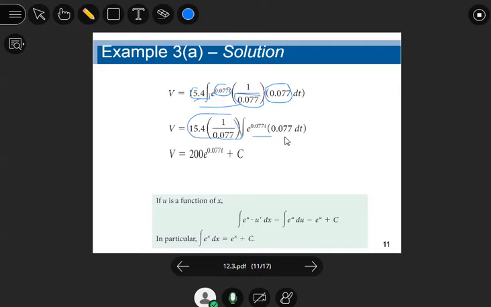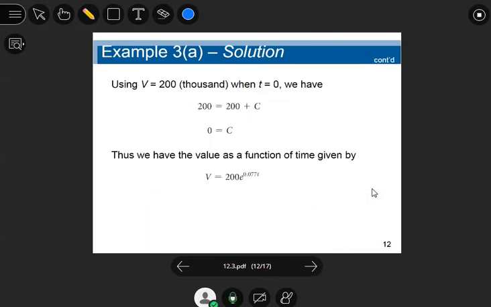Now this is the problem. You know this is e to the power u, and this is our u prime. So now we can write our final answer as e to the power u plus c. This c is coming from this constant, so it is 200. So this is the answer for the value of v in terms of t.